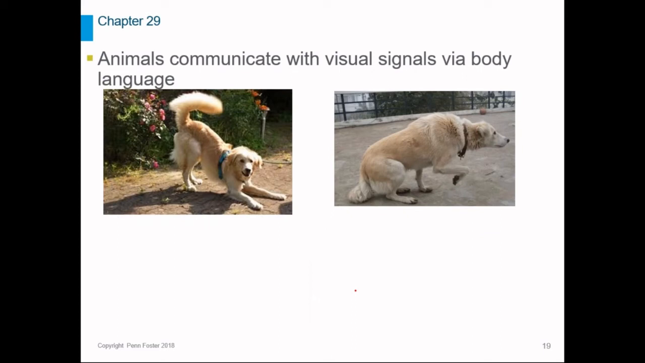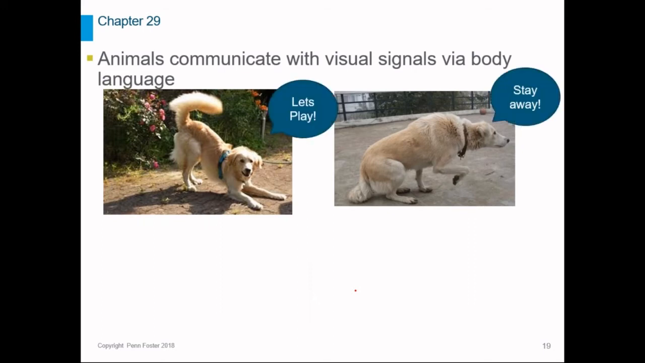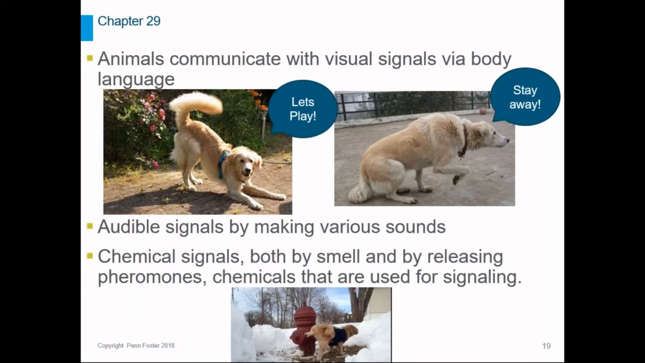Animals communicate with visual signals via body language, such as in dogs, you can clearly tell the dog on the left wants to play, and the dog on the right is telling you, no, you stay away from me. They can communicate with audible signals by making various sounds, and chemical signals, both by smell and by releasing pheromones, which are chemicals that are used to signal different things. So this dog here is leaving his chemical signal on the fire hydrant.